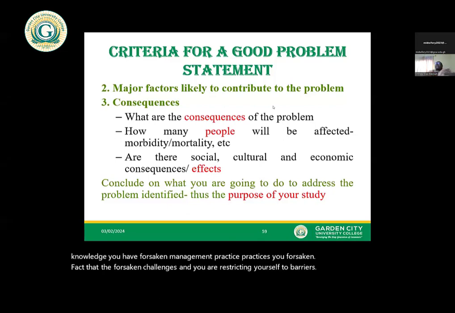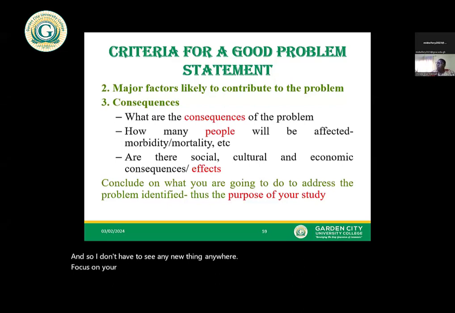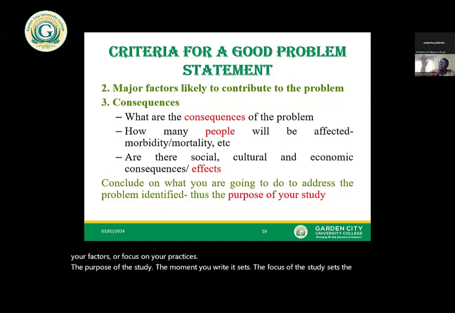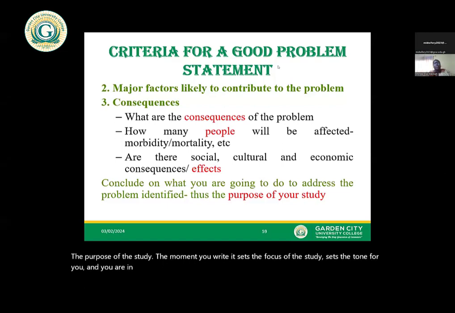And so I don't have to see any new thing anywhere. Focus on your barriers, or focus on your challenges, or focus on your knowledge, or focus on your factors, or focus on your practices. The purpose of the study, the moment you write it, sets the focus of the study, sets the tone for you, and you are in business to do your research.